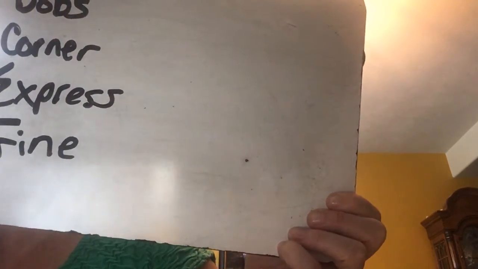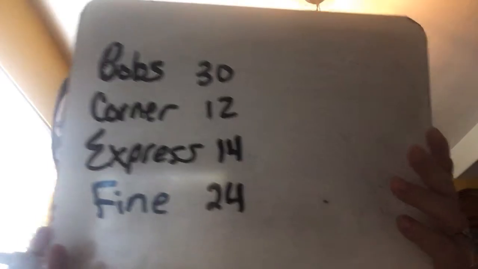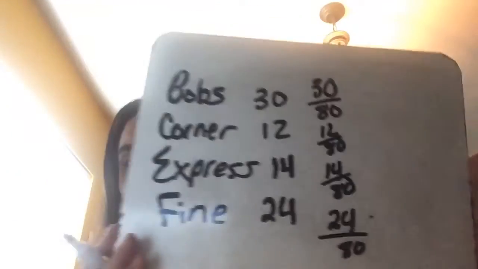Okay, and they surveyed 80 adults. 80 adults. So how many for Bob's? 30. Corner Canyon did 12. Express 14. Fine is 24. Add these up and you get 80. Okay, so now let's do the fraction. 30 over 80. 12 over 80. 14 over 80. And 24 over 80. Okay, everybody do this.